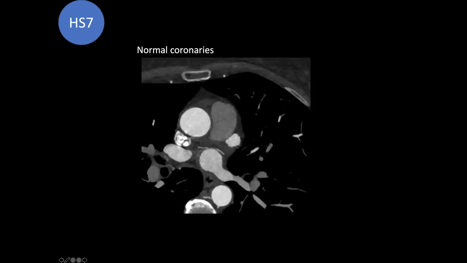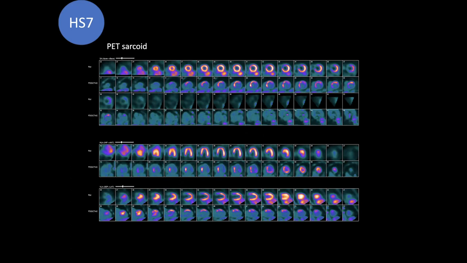The next slide we have. Indeed, the other thing that remained on the differential, as mentioned by several people, is sarcoidosis. So this patient did undergo a PET FDG scan, which is shown here. We have the rest scan on top and the FDG on the second row, and this is an FDG following the sarcoid preparation diet.